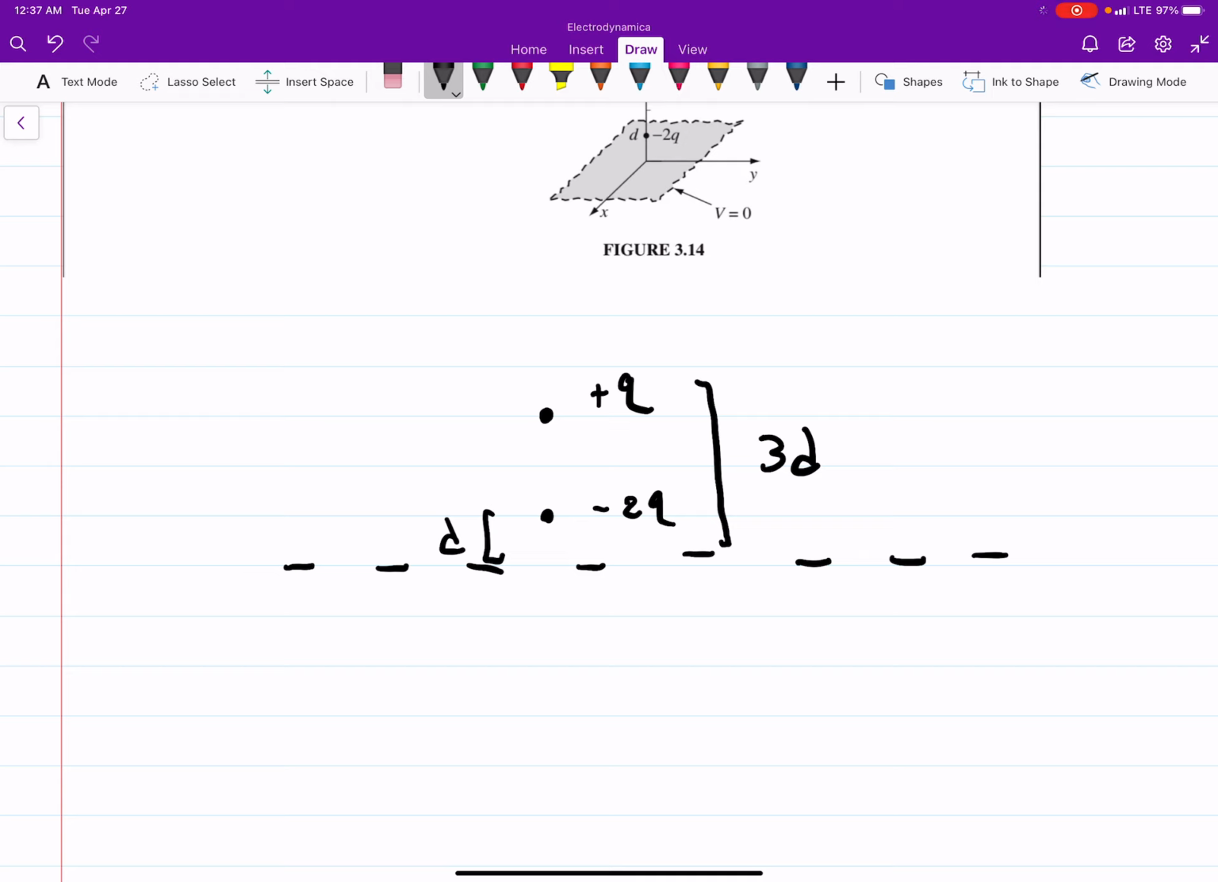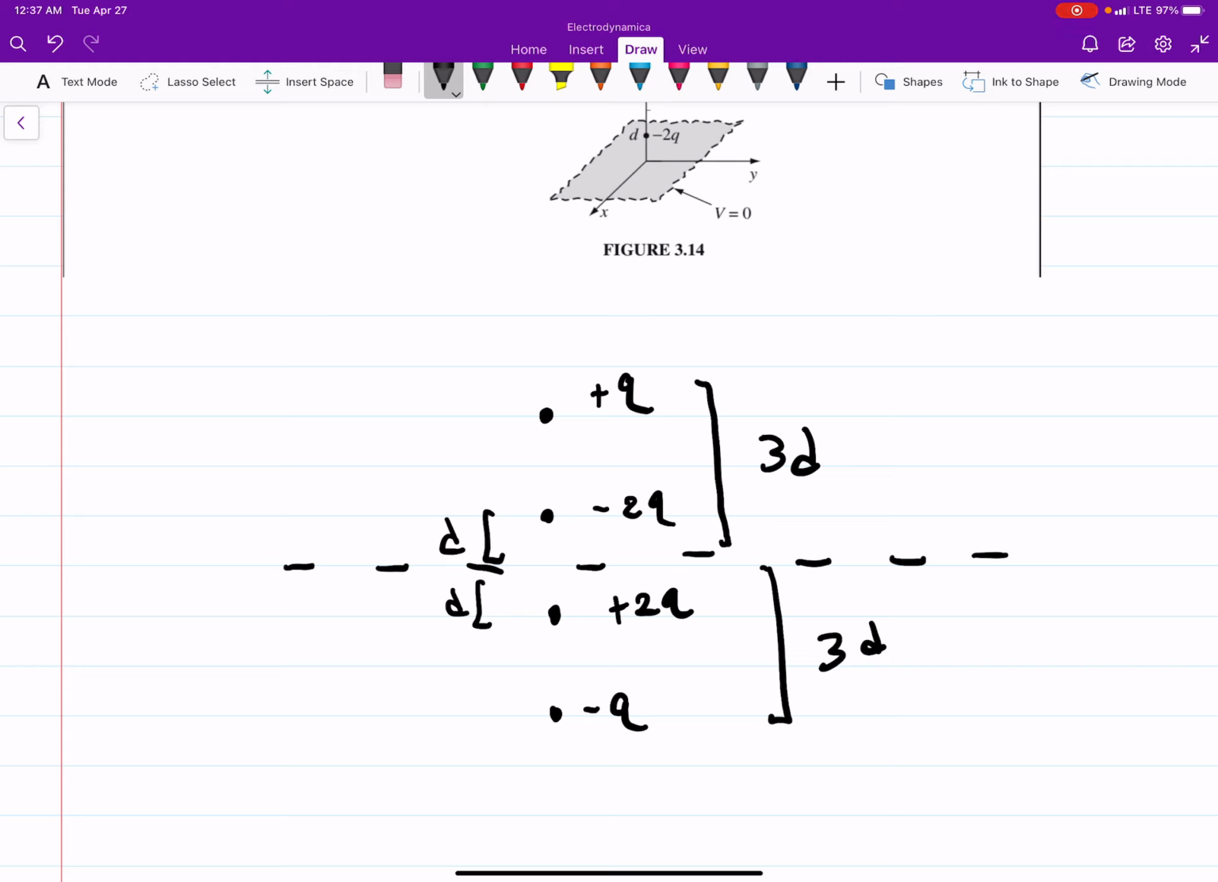and then essentially what we're doing is we're going to mirror our charges. So if we have a minus 2Q a distance D above, we'll have plus 2Q a distance D below. And likewise, we'll have a minus Q 3D below.